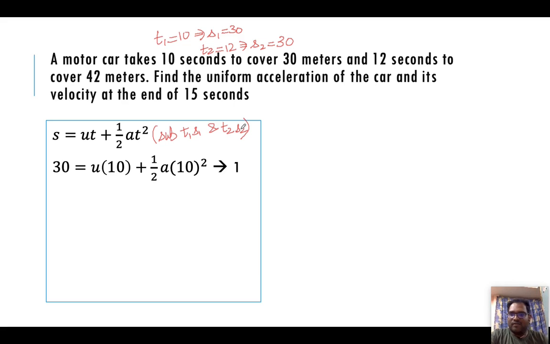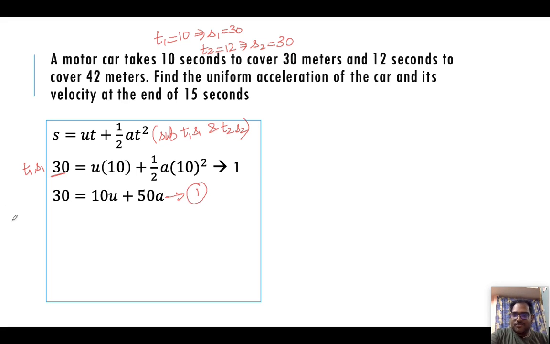So we have just substituted the values. This equation is where we have substituted t1 and s1. This 30 is taken from this particular value, distance is 30, u is not known to us, t is known, which is 10. So this particular t1, 10 seconds, plus half a, where a is not known, whereas the time is known to us. So you can take this as equation 1. Let me simplify this. If you simplify this, this is the equation that you are going to get. Take it as equation 1.